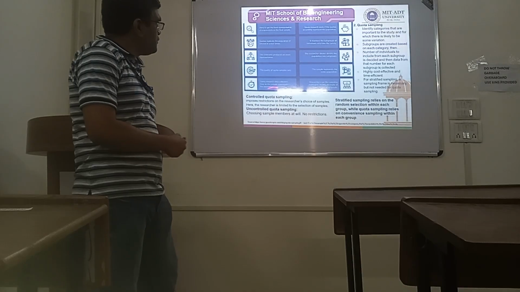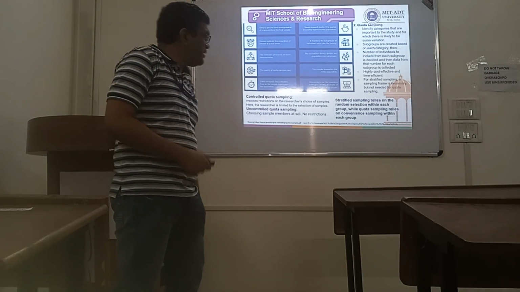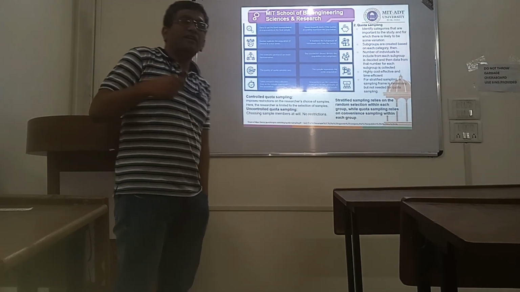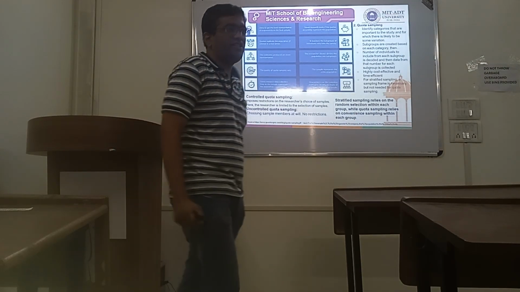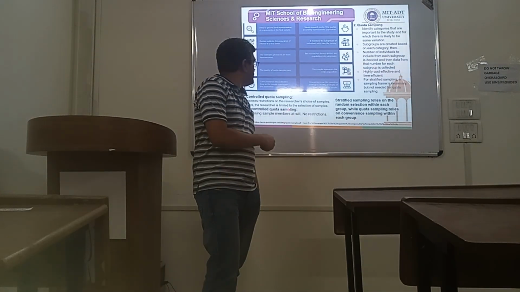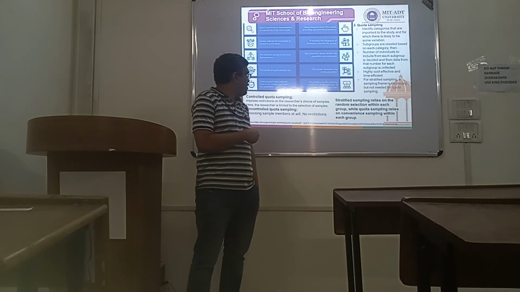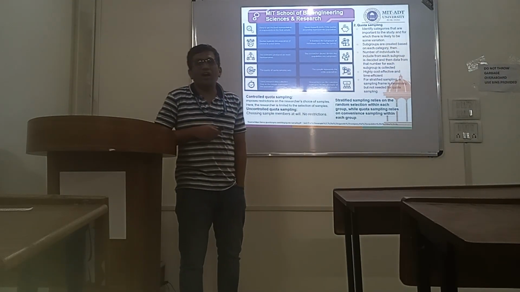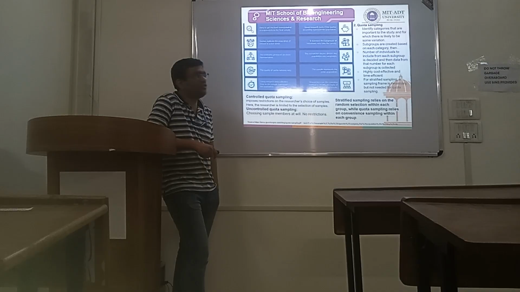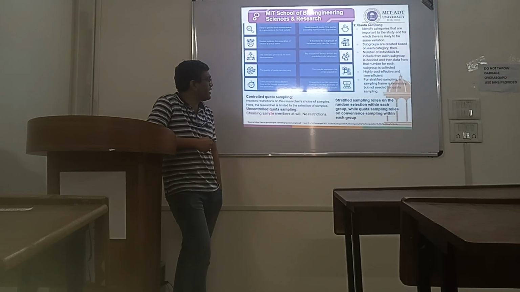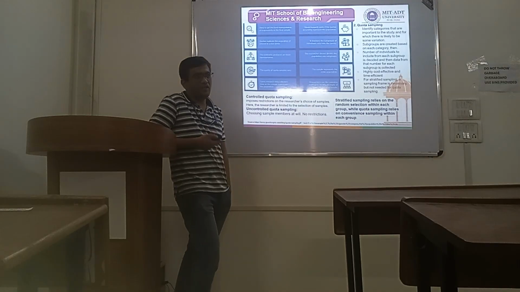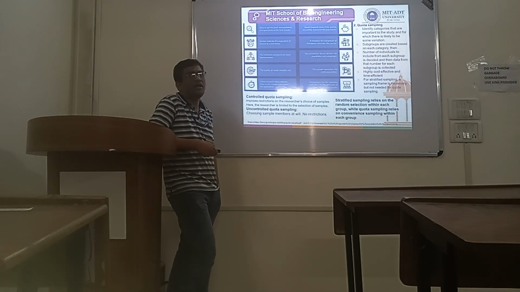There are two types of quota sampling. Controlled quota sampling, in which subcategories are restricted, and the researcher has a choice or restrictions on how much and how many types of samples are to be selected. On the contrary, uncontrolled quota means choosing sample numbers at will. There are no restrictions on how many individuals each particular quota has to have.